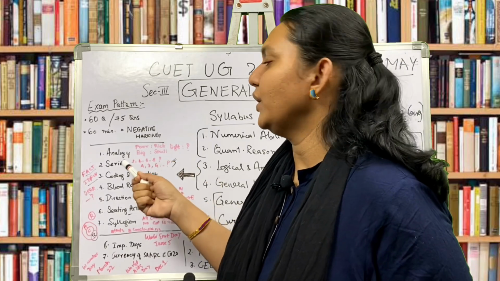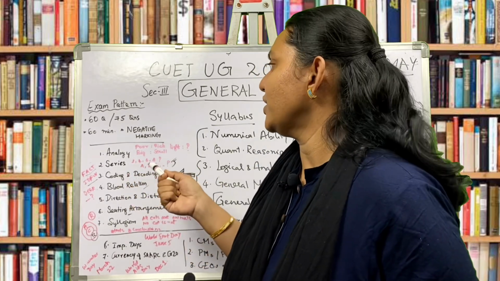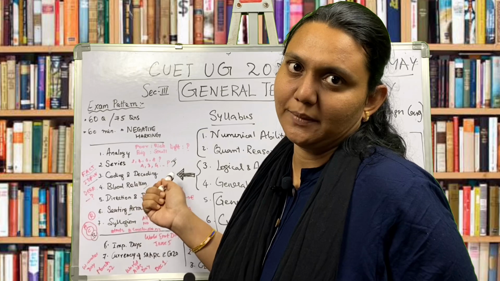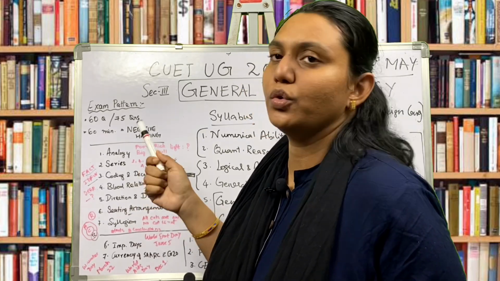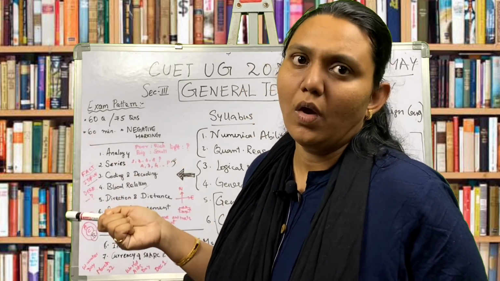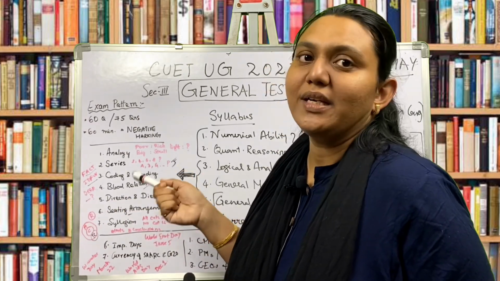So you have to find out the opposite of light, which is darkness. All right. Then you have questions on series. The series questions will be either numerical or alphabetical. Here again, simple questions: 2, 4, 6, 8, what will be the next number? Or A, D, G, what will be the next letter?